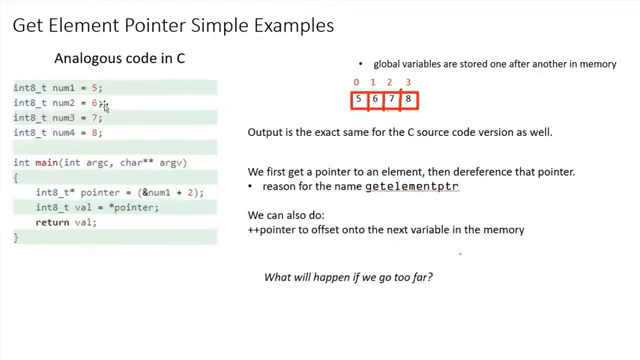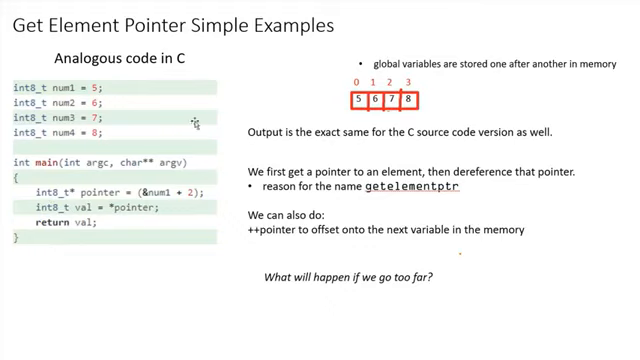Now we're going to see analogous code in C programming language written using the exact same paradigm as the LLVM code. So once again, for global variables having the same assignments, they are stored one after another in memory. Then we get the pointer to the element by starting with the address of num1 and performing an offset. We get the pointer, and then we dereference that pointer to get the value, and then we return the value.